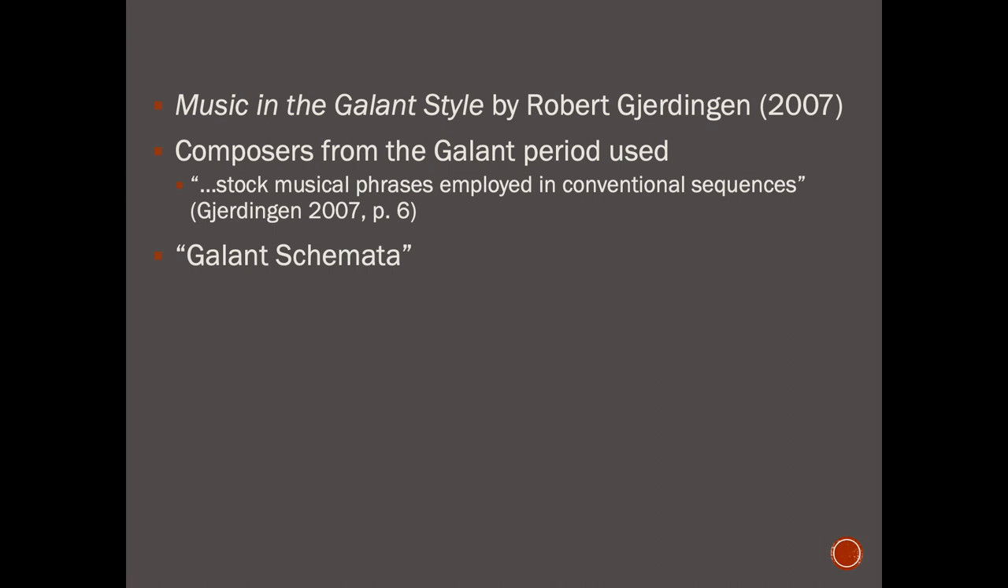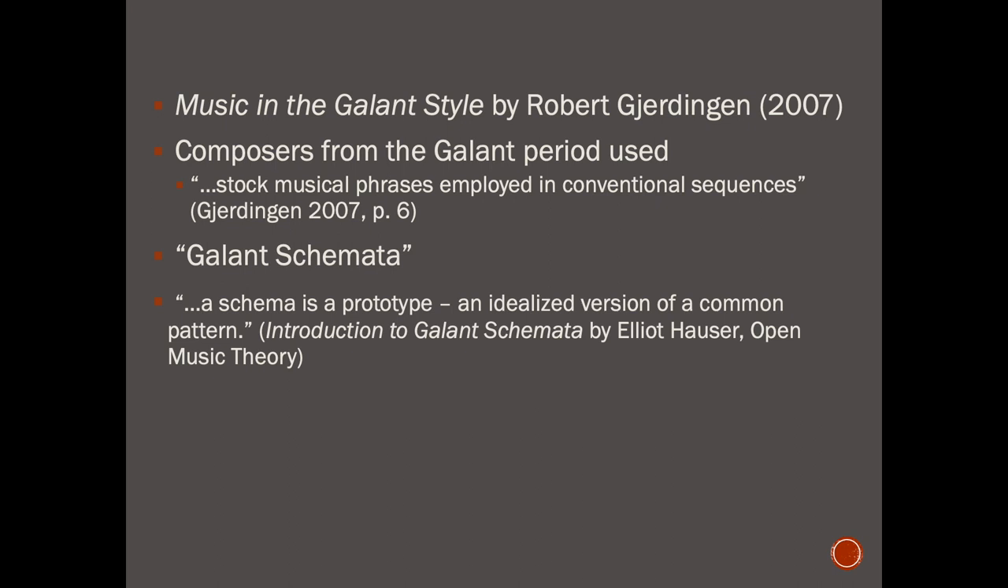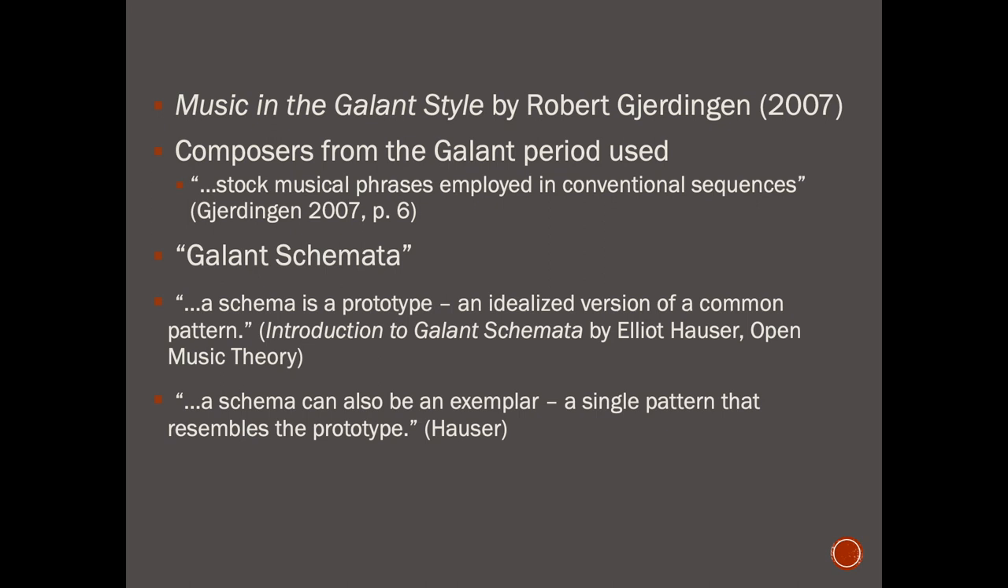So let's look at the mechanics of how these stock phrases and sequences work. Elliot Hauser had an excellent article on this called Introduction to Galant Schemata. And he notes that a schema is a prototype, an idealized version of a common pattern. All right? And so, one, we have a prototype, the idealized thing that we're looking for. But he also notes that a schema can be an exemplar, a single pattern that resembles the prototype. So, this is the key, a pattern that resembles the prototype.